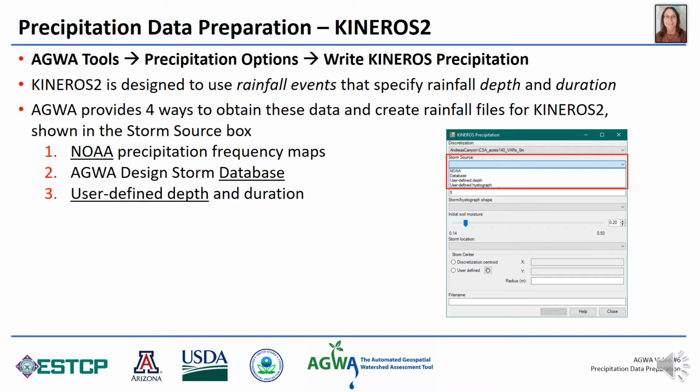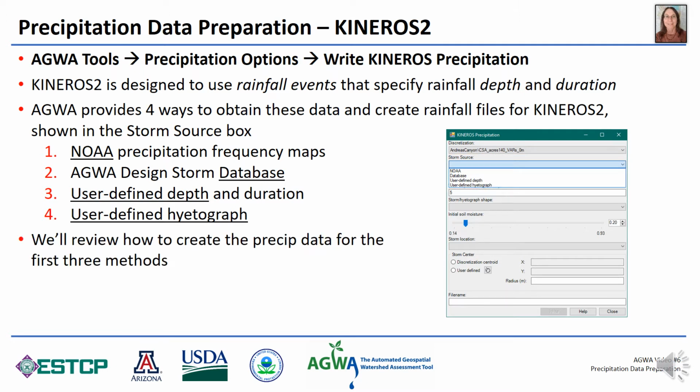You can provide your own depth and duration from any source, or you can provide a hyetograph with rainfall intensity over time. These data are usually not readily available, so we won't go over this method. We'll review how to create the precipitation file for the first 3 methods.